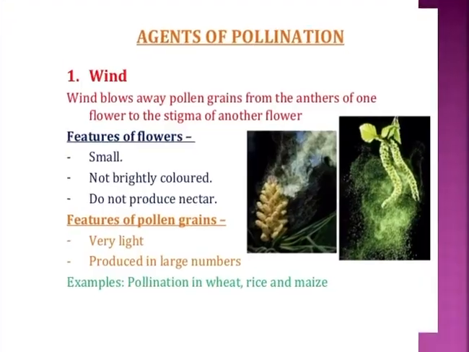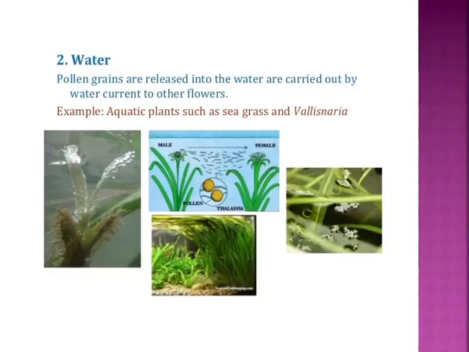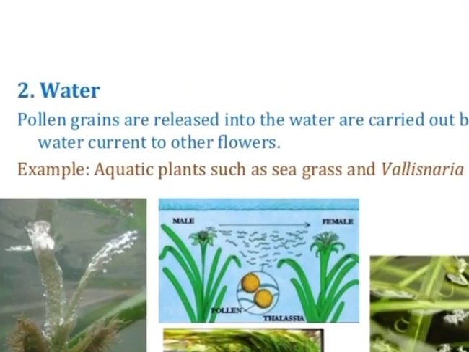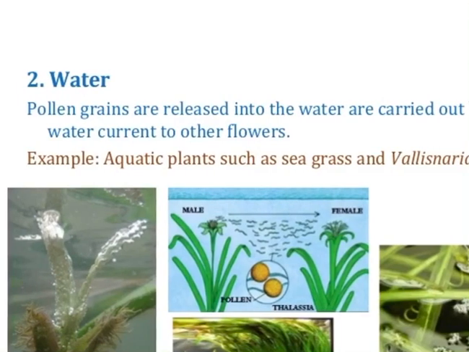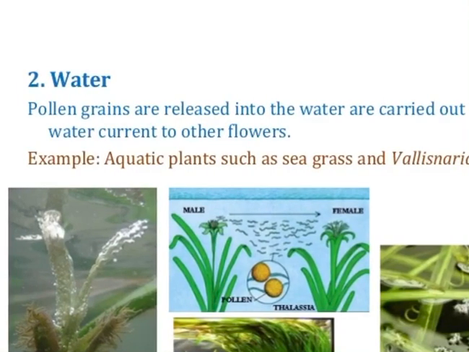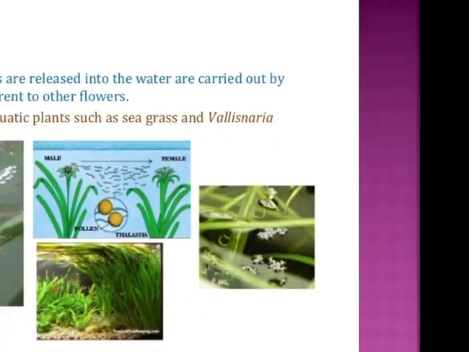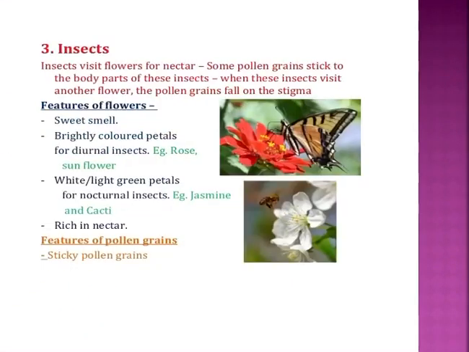Now this is wind pollination, and the next is water. Water pollination takes place in aquatic plants, and pollen grains are released into the water and carried out by water currents to the other flower. For example, seagrass and vallisneria. After water, the next is insects.